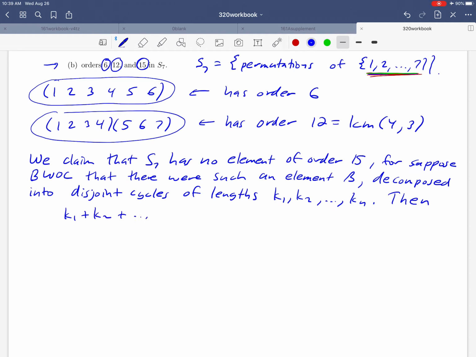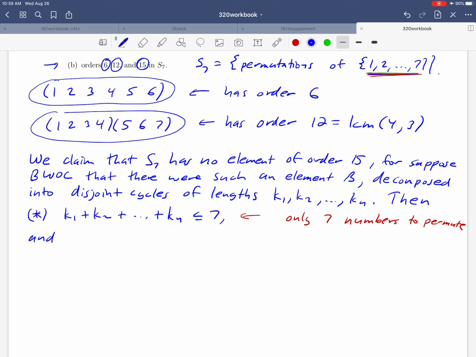One thing that has to be true is that the sum of all these cycle lengths can't be bigger than 7, because we only have 7 elements in the set that we're permuting. So if these cycles are really disjoint, then the sum of all of their lengths can't be bigger than 7. Just to give you a brief word to go with this, this comes from the fact that we have only 7 numbers to permute. So that's one thing that would have to be true here.